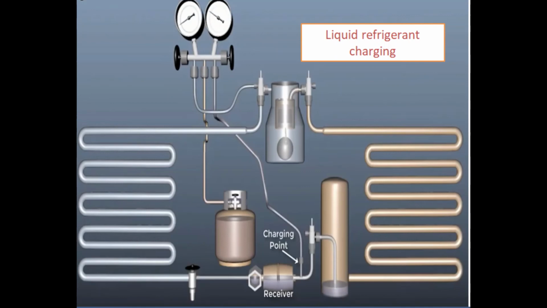The connection of the manifold and cylinder during liquid charging is done on the receiver. As you see on the chart, the manifold should be connected on the receiver, the high side should be connected on the receiver, the low side should be connected on the inlet of the compressor, and the charging valve should be connected to the cylinder.